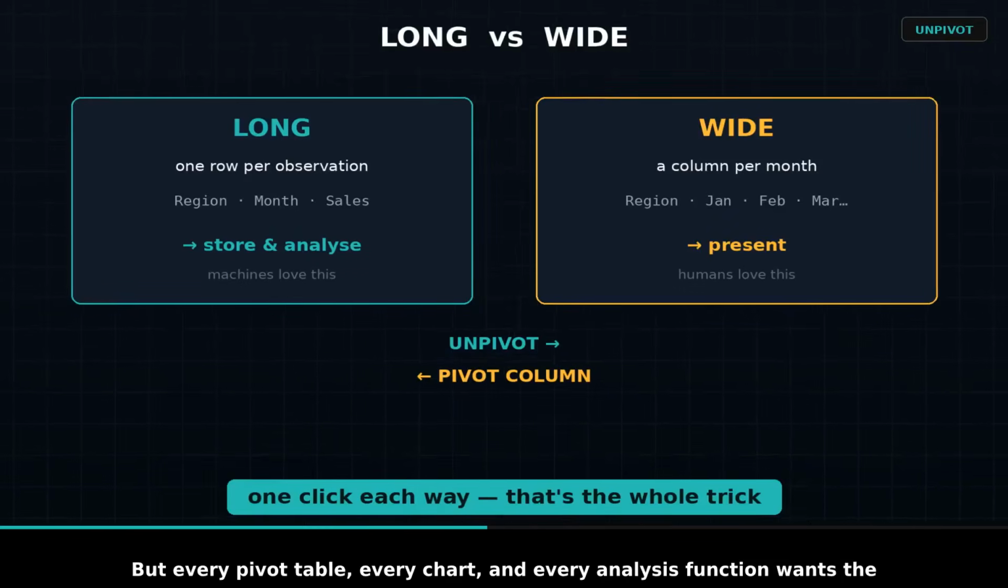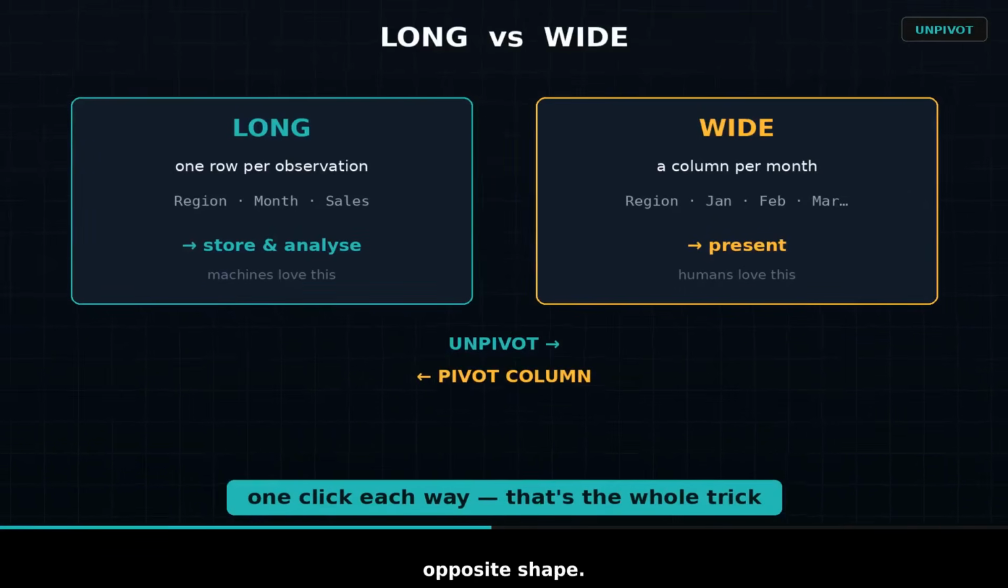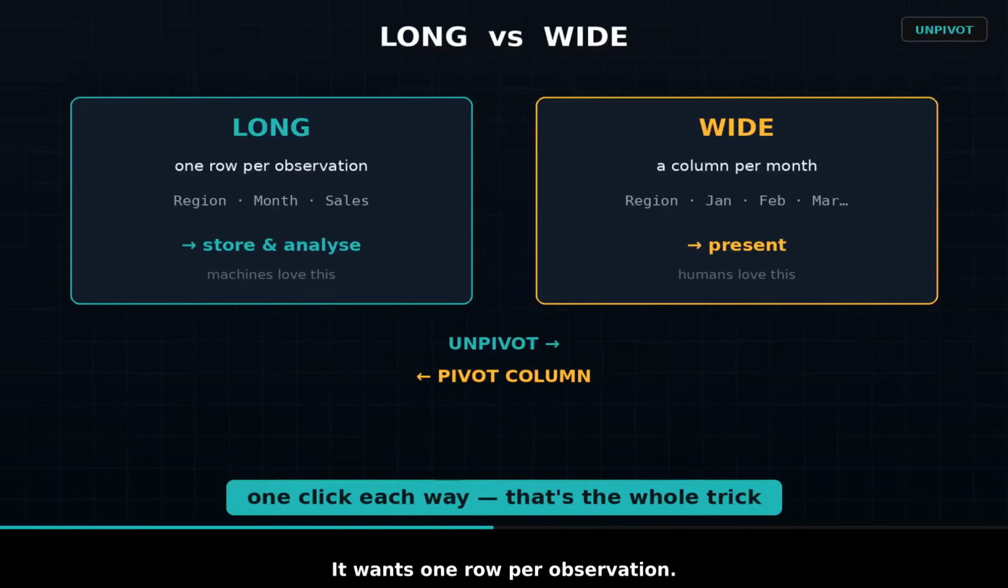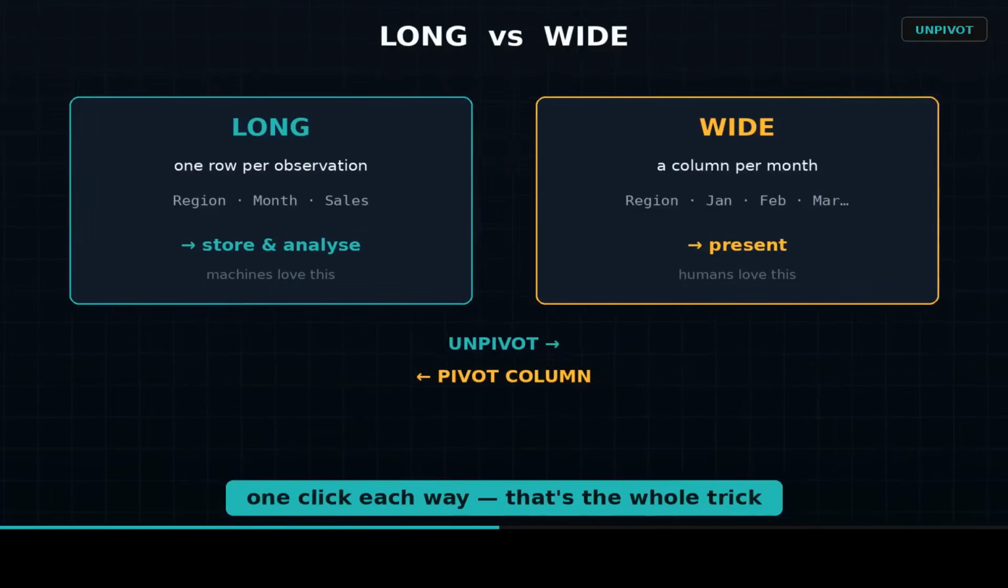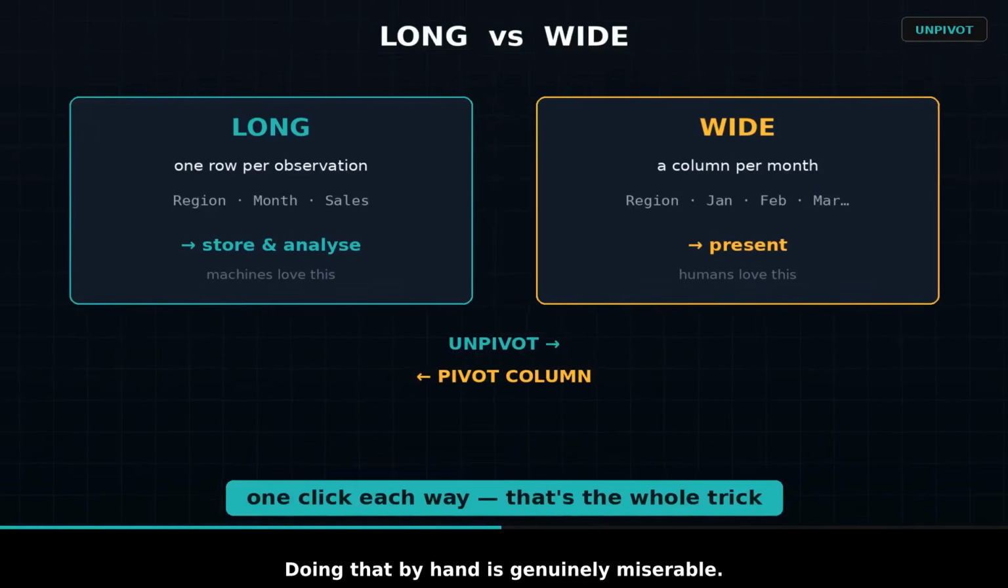But every pivot table, every chart, and every analysis function wants the opposite shape. It wants one row per observation. So you'd need a month column and a value column, and 12 rows instead of 12 columns. Doing that by hand is genuinely miserable.